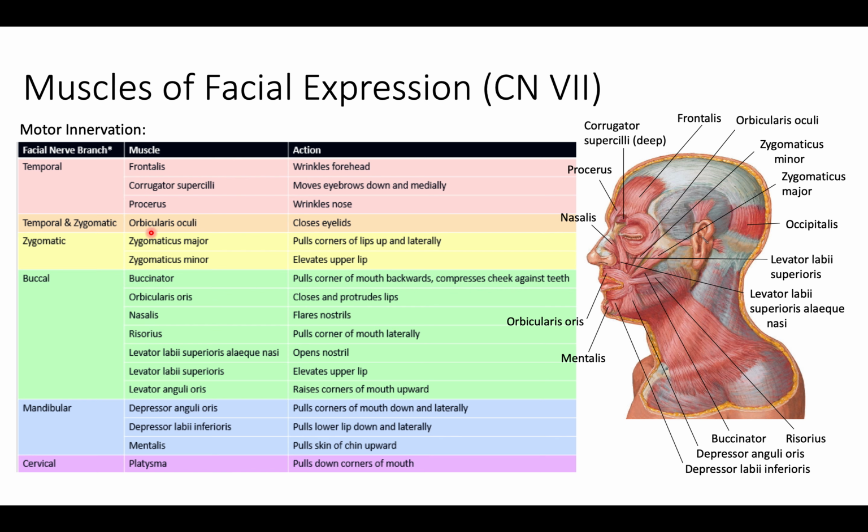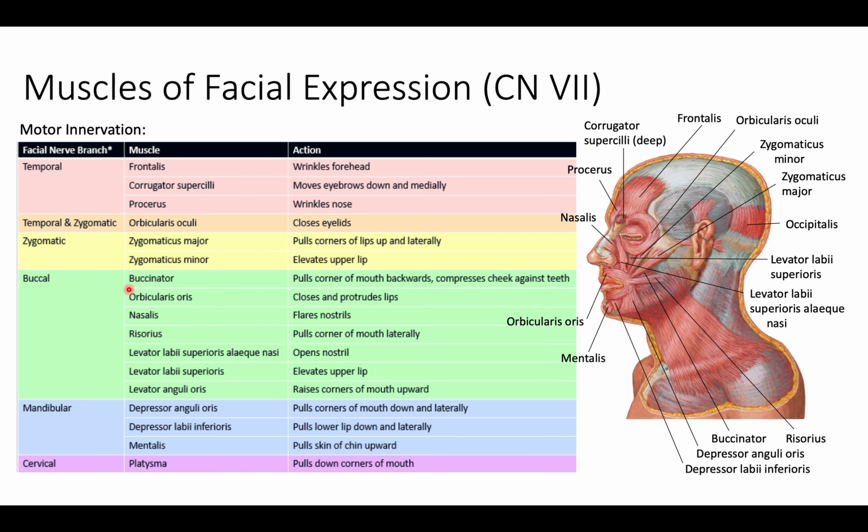So orbicularis oculi, it's orbiting the oculi, so the eye, closing the eyelids. Make sure that you don't get that one confused with orbicularis oris. Oris means mouth, so it's closing and protruding the lips. So the zygomatics are pulling the corners of the lips up and out. So buccinator, or just pulling it up.